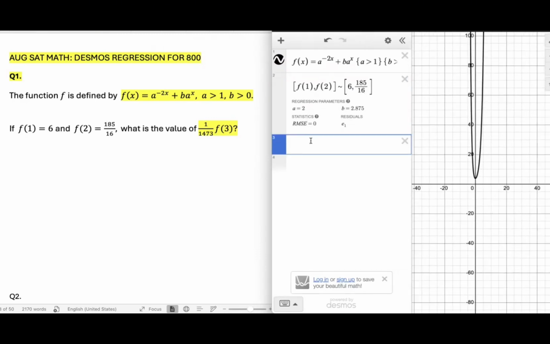And then you can put your answer in 1 over 1473 times f of 3. That'll give you the same answer. And this is converted to a fraction. You get 1 over 64. Whichever way works for you, try to do. If you want to see the graph and the point, yeah. But this is the most typical way students try to do it, but sometimes you can draw a graph. And this is the first question.